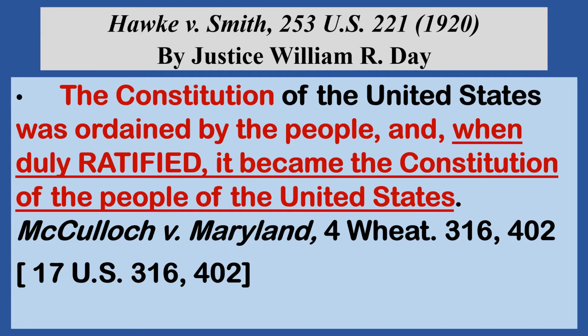The first case, Hawke versus Smith in 1920, picks up where McCulloch versus Maryland left off and restates the fact that the Constitution was ordained by the people, and when ratified, it became the Constitution of the people of the U.S. This case, Hawke versus Smith, was about the state of Ohio trying to replace the rules in the Constitution about ratifying a constitutional amendment. They wanted the people to directly vote to ratify, and the court said they couldn't do that because the language of the Constitution specifically gives that power to the state's legislatures.